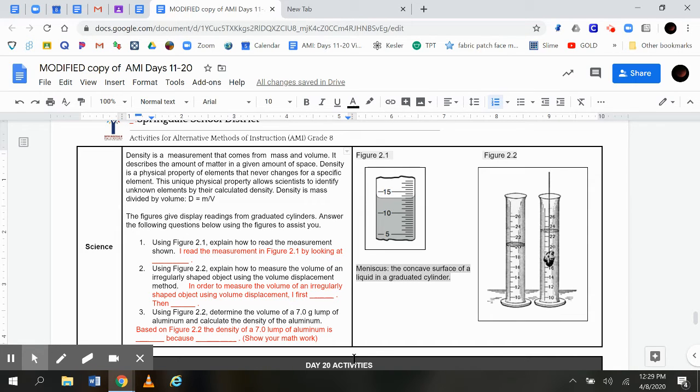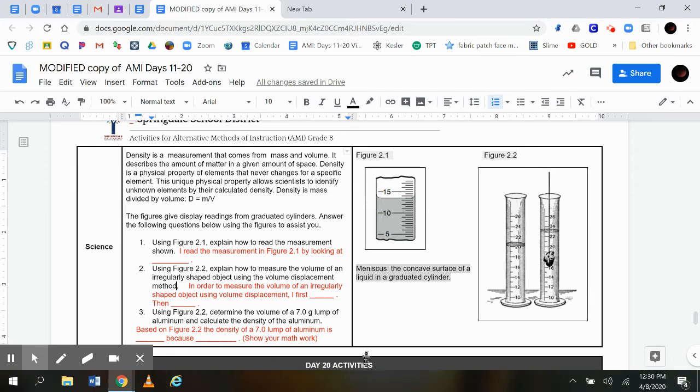All right, let's look at number 3. Number 3 says, using figure 2.2, determine the volume of a 7-gram lump of aluminum and calculate the density of the aluminum. So what you're going to do now is use those steps that you just told us about up here, and you already have your mass, okay? So now you're just going to find out what its volume is by following your steps and doing the math.